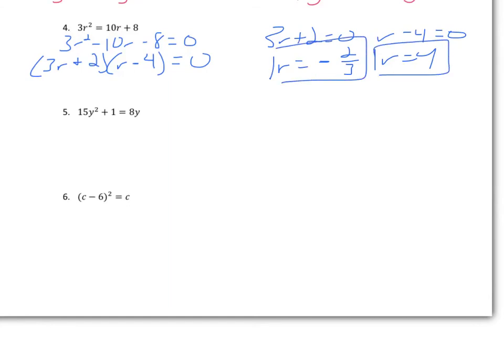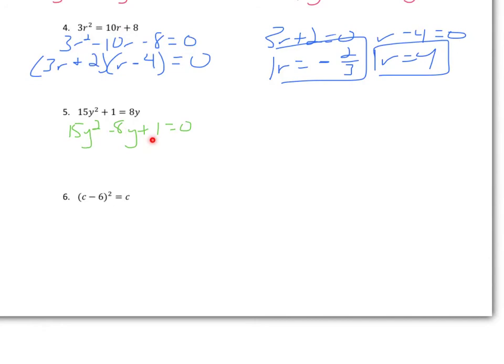Good. Continuing on, we have 15y squared plus 1 equals 8y, so bring the 8y over. Okay, do some factoring. Alright, now this is a little bit more difficult to factor because the 15 could look in a lot of different ways. It could be 15 and 1, or it could be 3 and 5. Okay, so this one you have to probably use trial and error more and more.